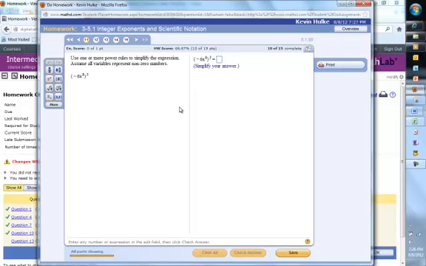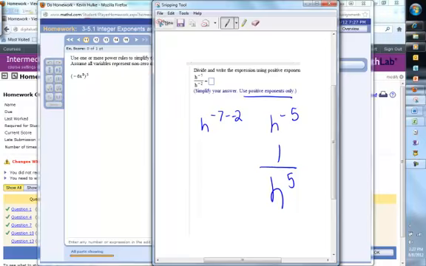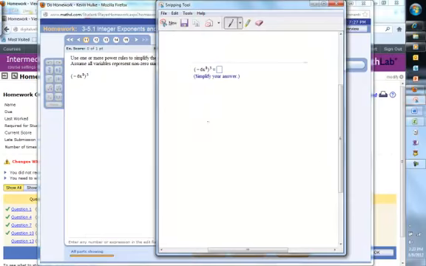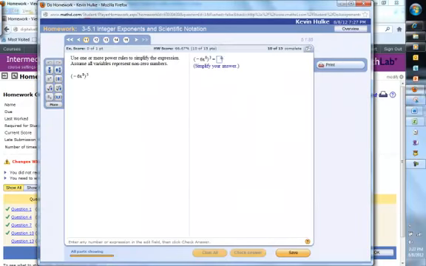Okay, number 11. Now we have to take negative 6 to the 3rd, which is negative 216, and then x to the 3rd to the 8th is x to the 24th. So our answer is negative 216 x to the 24th.